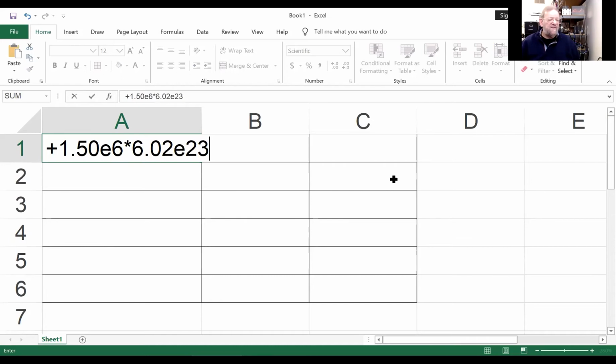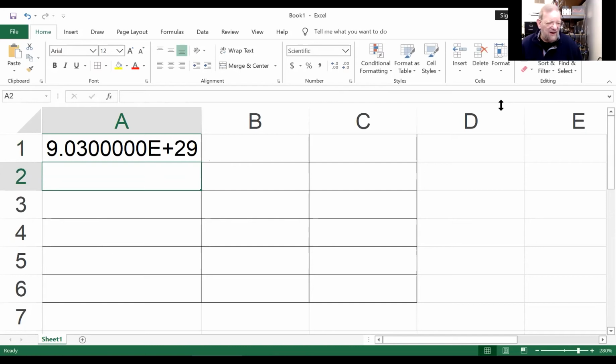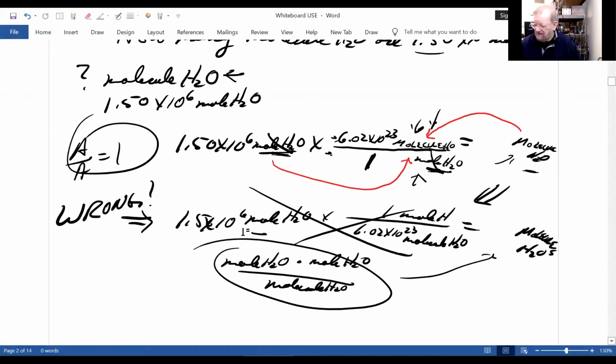So I have 1.50 times 10 to the 6th times 6.02 times 10 to the 23rd. And I get this number. And how do I round that off to 3 significant figures? Keep the 9, keep the 0, keep the 3. Is this number 0 less than 4? Yes, so I drop that. And the correct answer would be 9.03 times 10 to the 29th molecules of water.